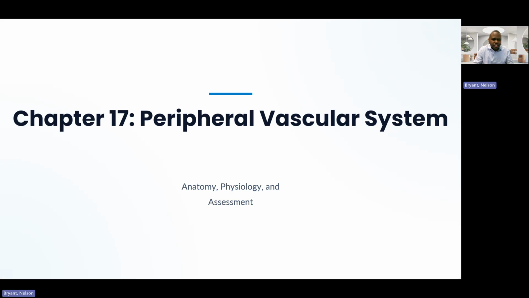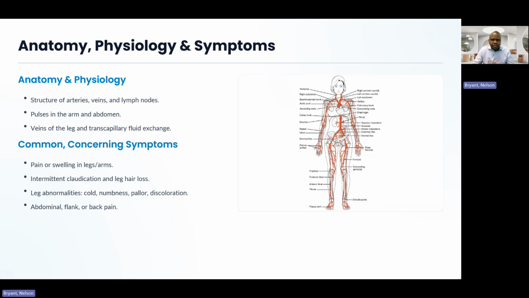So let's move on to another chapter, chapter 17, about the peripheral vascular system. This includes the arterial, venous, and then lymphatic networks, which we'll review, and then what conditions they are associated with, like PAD, peripheral arterial disease, and venous insufficiency. So this is just a quick review of the anatomy and physiology, which shows a balance of hydrostatic and osmotic pressures for fluid exchange.